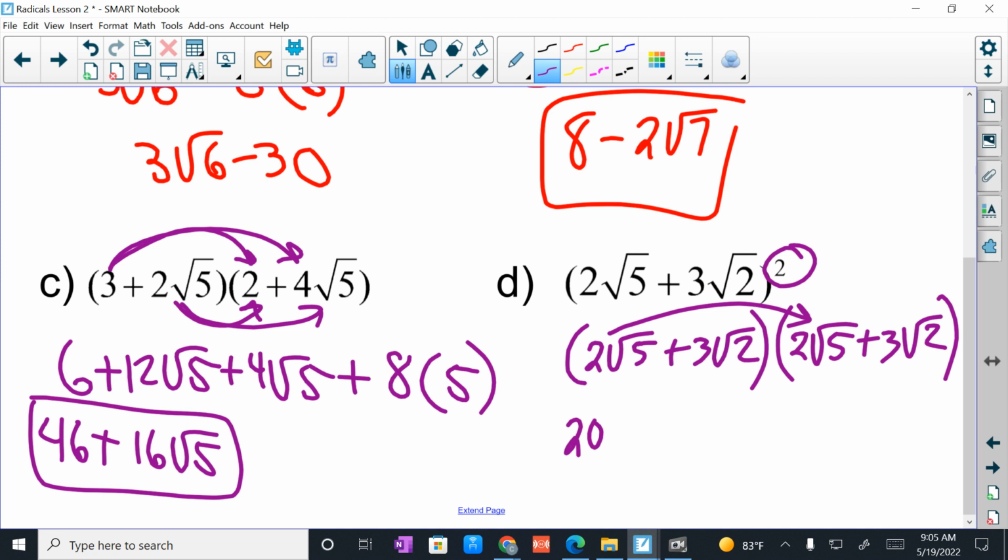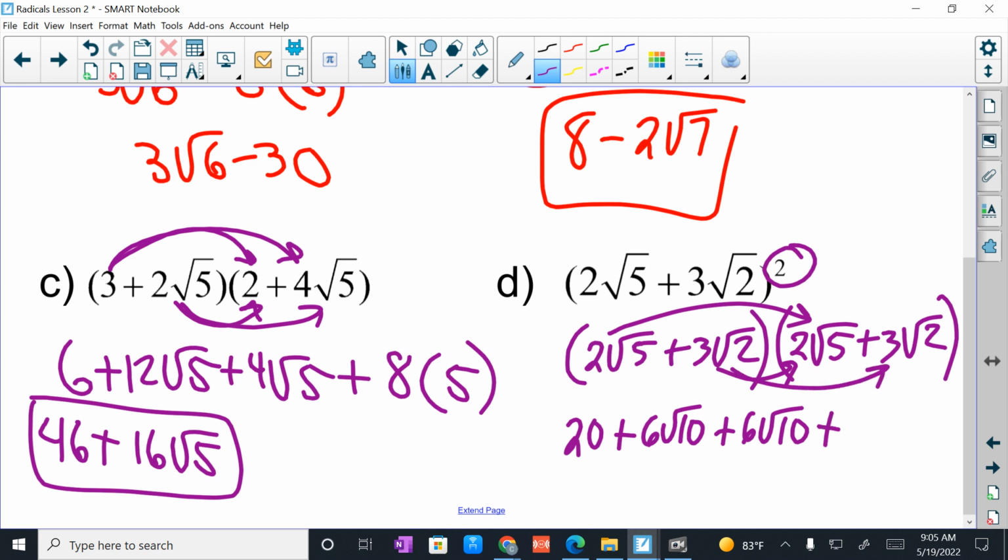Then 2 square root of 5 times 3 square root of 2. 6 square root of 10. Remember, you can multiply the radicands when the indexes are the same. Then 3 square root of 2 times 2 square root of 5, and 3 square root of 2 times 3 square root of 2.